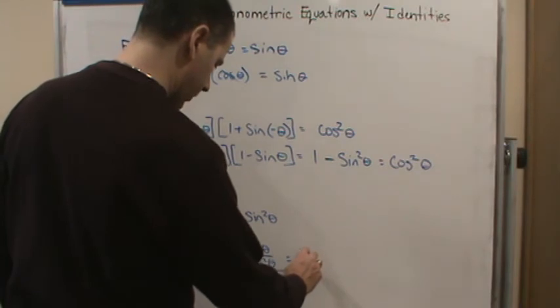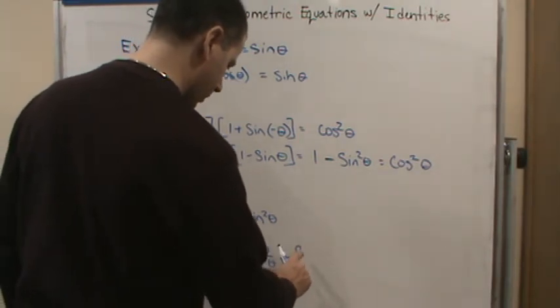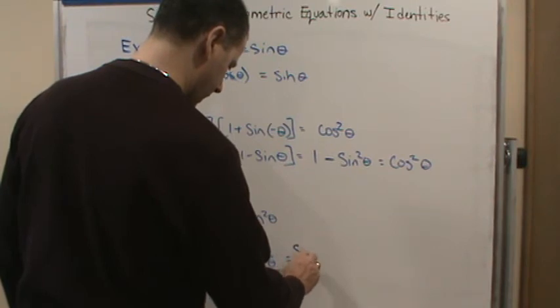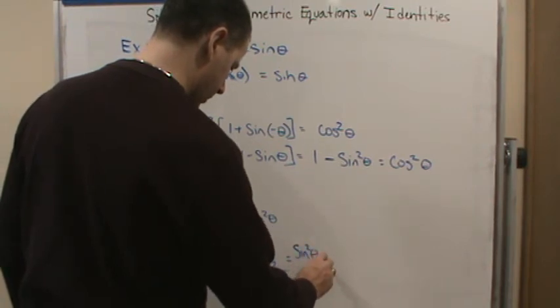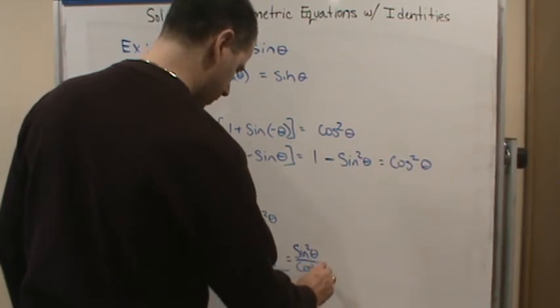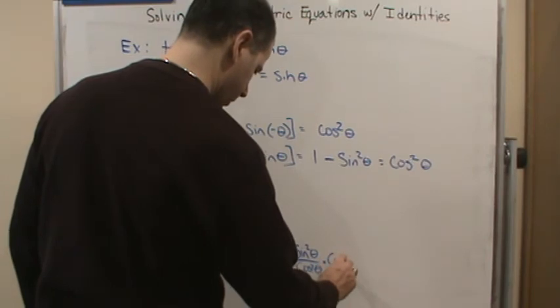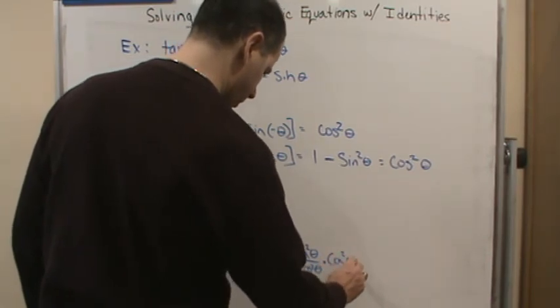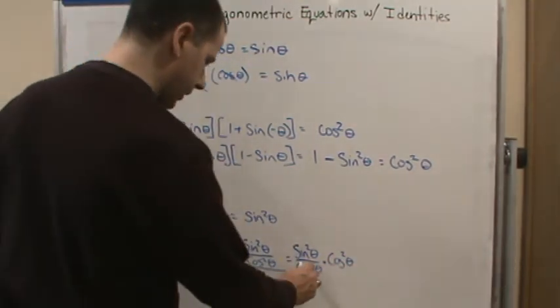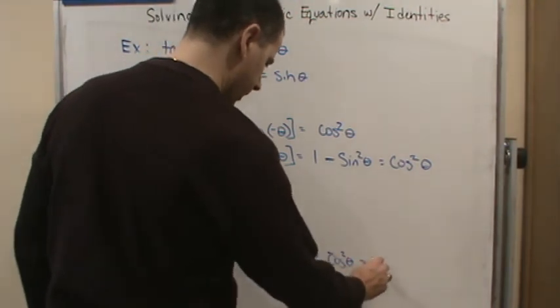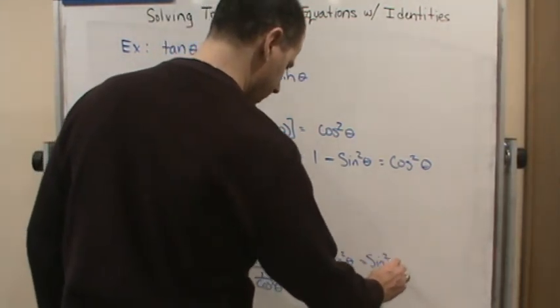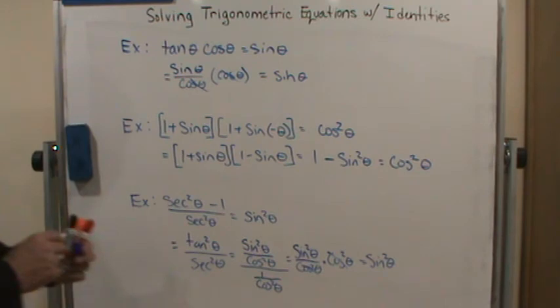And so that's going to equal sine squared theta over cosine squared theta times cosine squared theta, and the cosines cancel and we end up with sine squared theta, which is what we wanted.